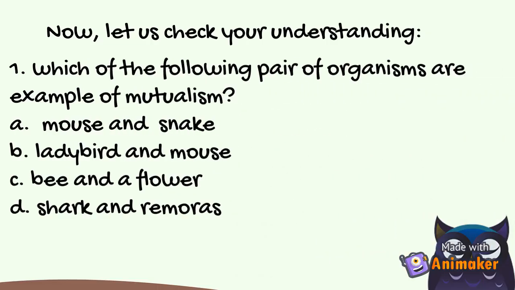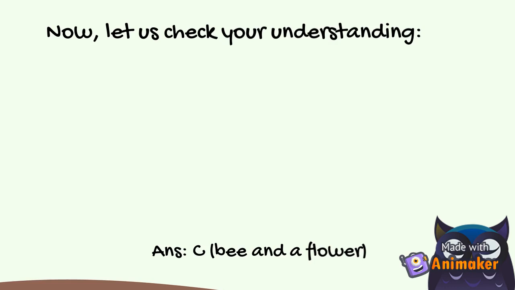Now, let us check your understanding. Number 1. Which of the following pair of organisms are example of mutualism? A. Mouse and snake. B. Ladybird and mouse. C. Bee and a flower. D. Shark and remoras. And the correct answer is letter C. Bee and a flower.